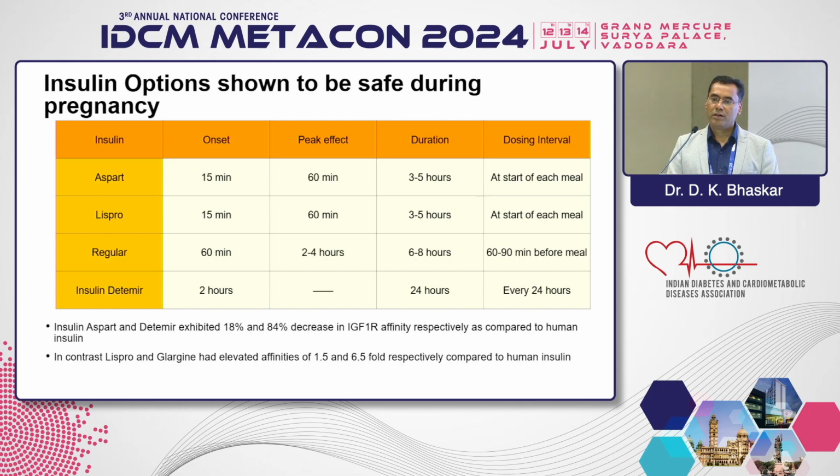So the best is to take aspart or lispro and insulin detemir. Why is this so? Because aspart and detemir have an 18 and 84% decrease in IGF-1 receptor affinity respectively as compared to human insulin, and lispro and glargine have elevated affinity for the insulin-like growth factor 1 receptor. So this is the reason that aspart and detemir are the preferred insulins in the management of GDM.